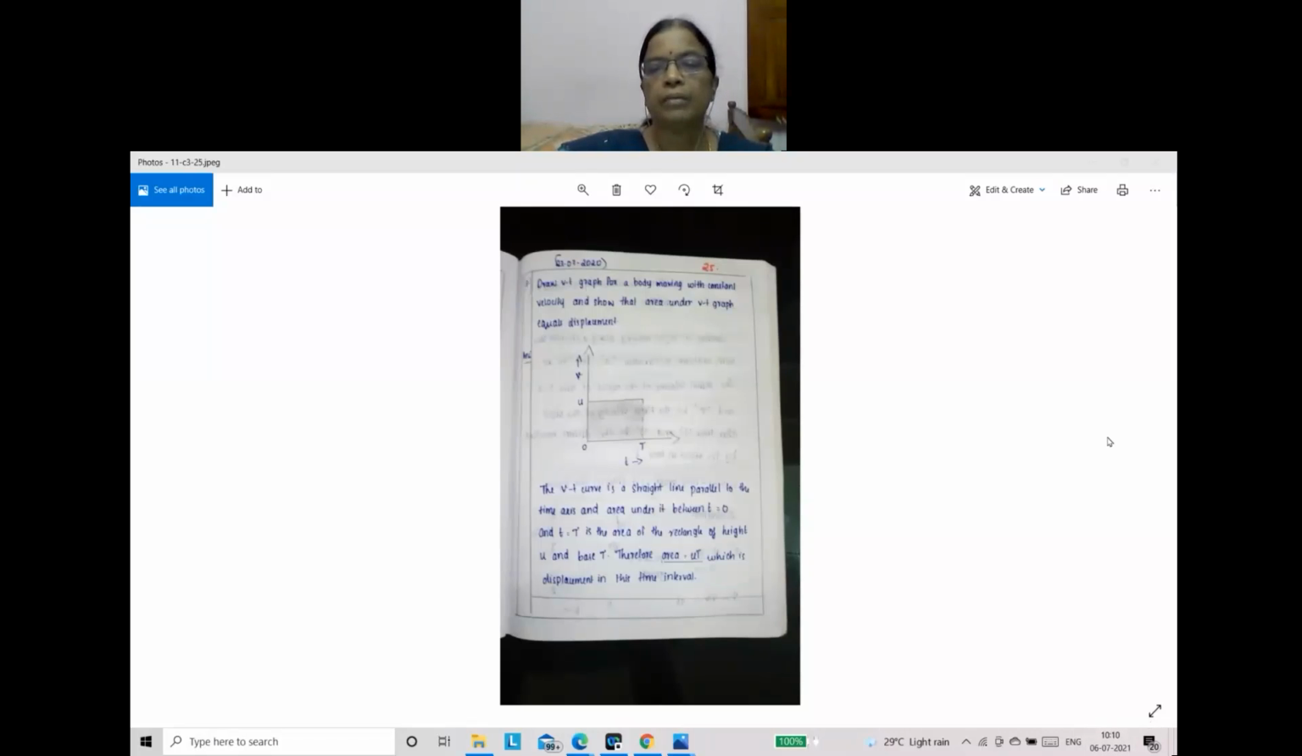So that is a 2-mark question. Draw a VT graph for a body moving with uniform velocity and find the displacement covered by the body.